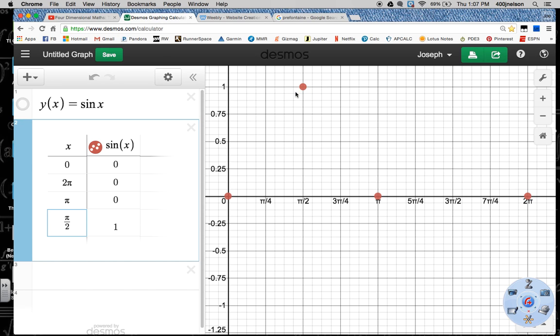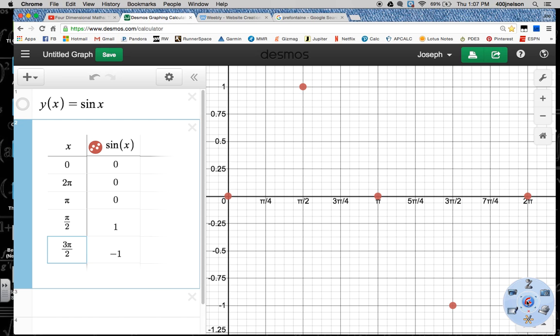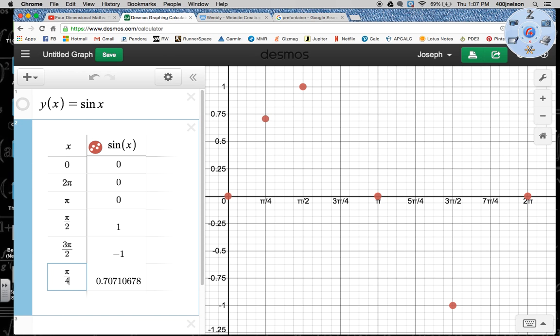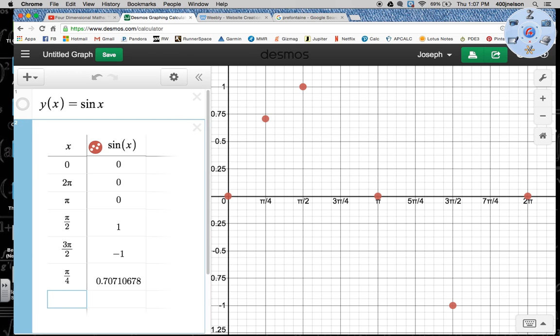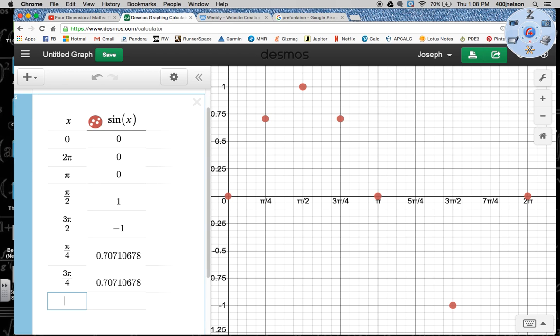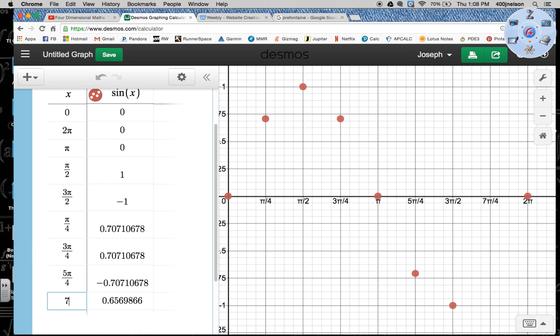So I'm up here at +1. If I plug in 3 pi over 2, you should probably figure out that that's -1. So let's put in some intermediate ones. Let's put in pi fourths, and let's try 3 pi fourths. I know this table is getting kind of long, but you don't have to put all of these. I'm trying to get a sense of what the shape of the graph is going to be. And I'm going to put in 5 pi fourths and 7 pi fourths.